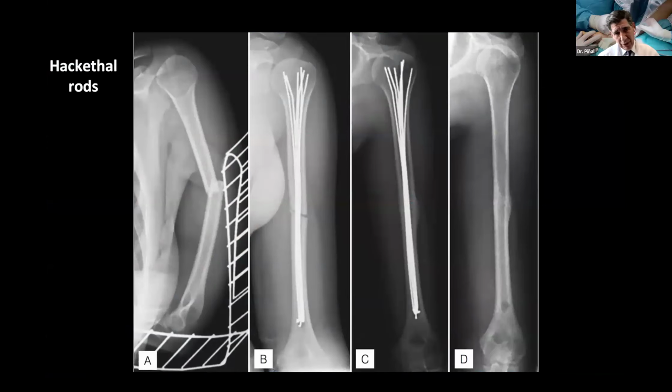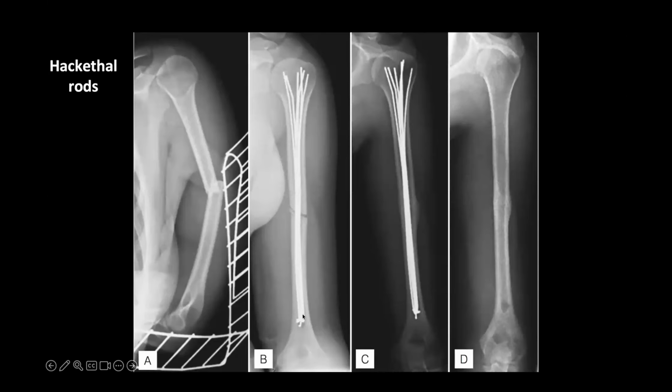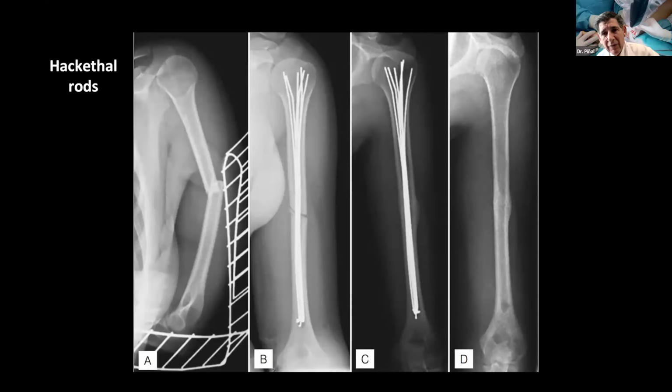I'd also like to talk about, I don't know if you are old enough to know, the Hackethal rods that were used when I was a resident for humeral fractures, which basically use K wires, and you stack inside the number of K wires needed in order to give stability to the humerus fractures.